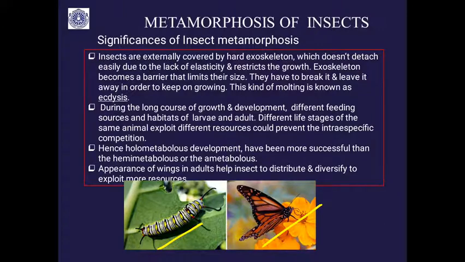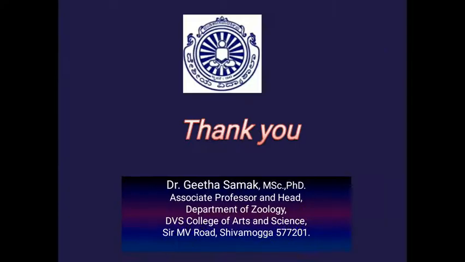Hence, holometabolous is the highly advanced type of metamorphosis. They are very successful when compared to hemimetabolous and ametabolous. The appearance of wings in the adults helps the insect to distribute, diversify and explore more resources. So that is the advantage. You can see they are very successful insects. This is about insect metamorphosis. Thank you.